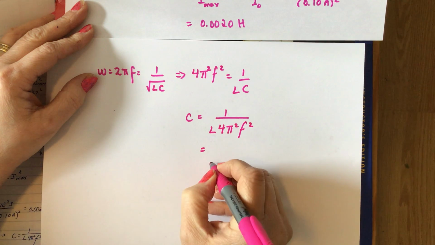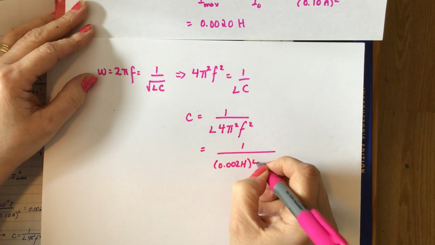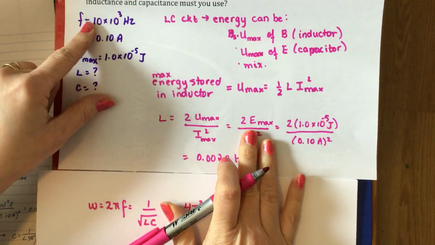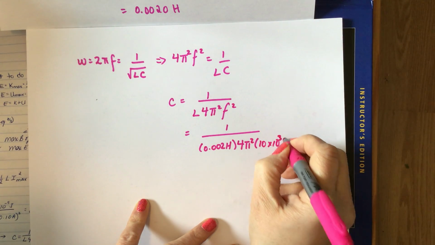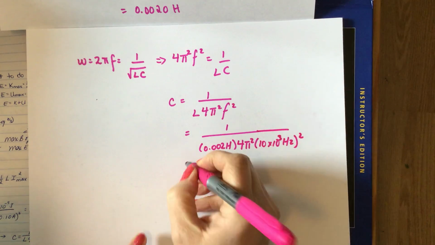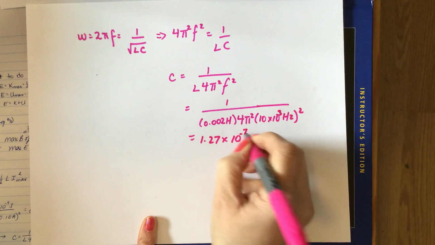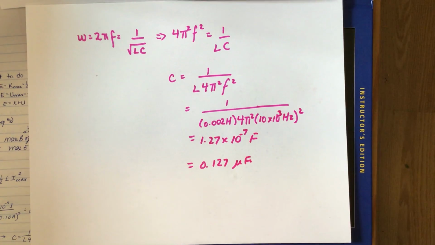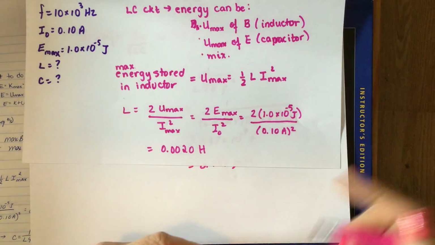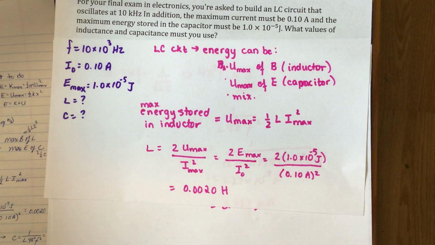We put in our numbers. 1 over L, which is 0.002 henries, times 4 times pi squared. Frequency was 10 times 10 to the 3 hertz, and that frequency has to be squared. Put that through the calculator and we get 1.27 times 10 to the minus 7 farads, or 0.127 microfarads. Okay, so for that exam, these are the inductors and the capacitors we'd have to use. Next, we'll do an example that's mathematically easy but conceptually maybe a little bit hard.